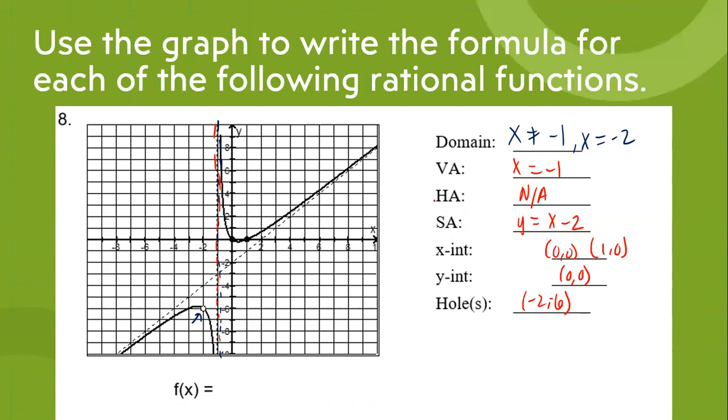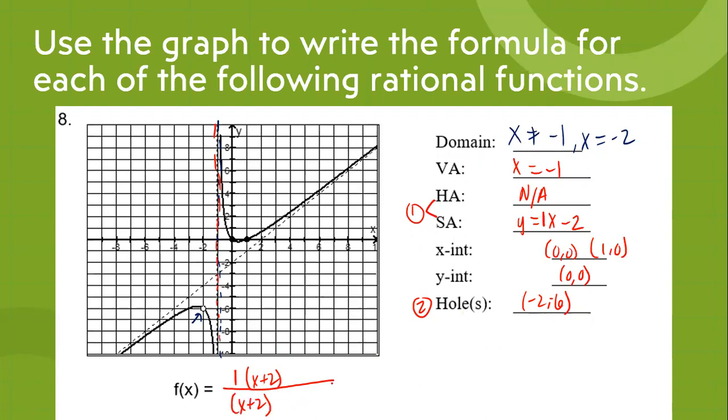So the first thing is you look at your HA and your SA. Okay, if it's your SA, you're only using the slope. And what is our slope? 1. If you don't want to write 1, you don't have to. I'm gonna write it just for the sake of writing. Next, you're gonna look at your holes. My hole is at x equals negative 2. What factor will give me x equals negative 2? X plus 2. Because it's a hole, it's in the numerator and in the denominator.